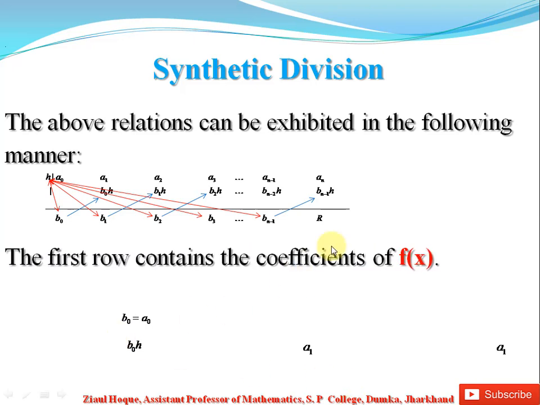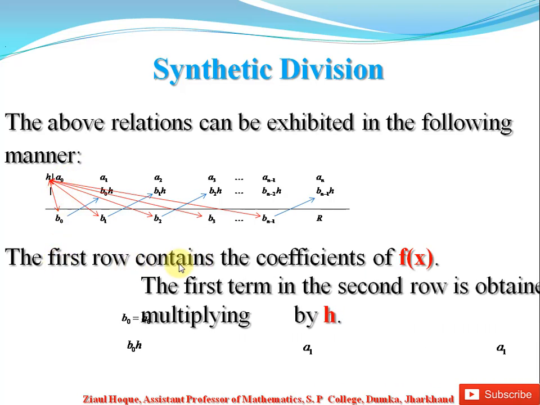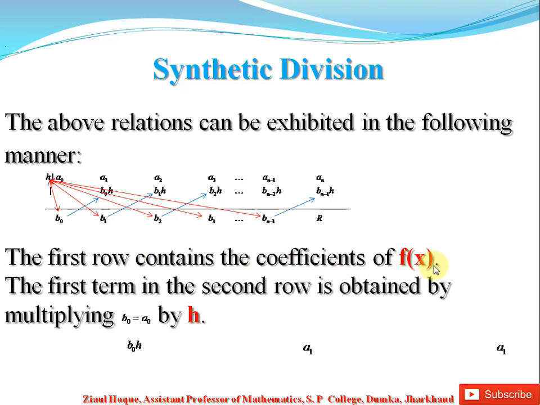The above relations can be exhibited in the following manner. Here the first row contains the coefficients of f(x). This is h. This is the first row. Coefficients of f(x) are a0, a1, a2, a3, up to an.